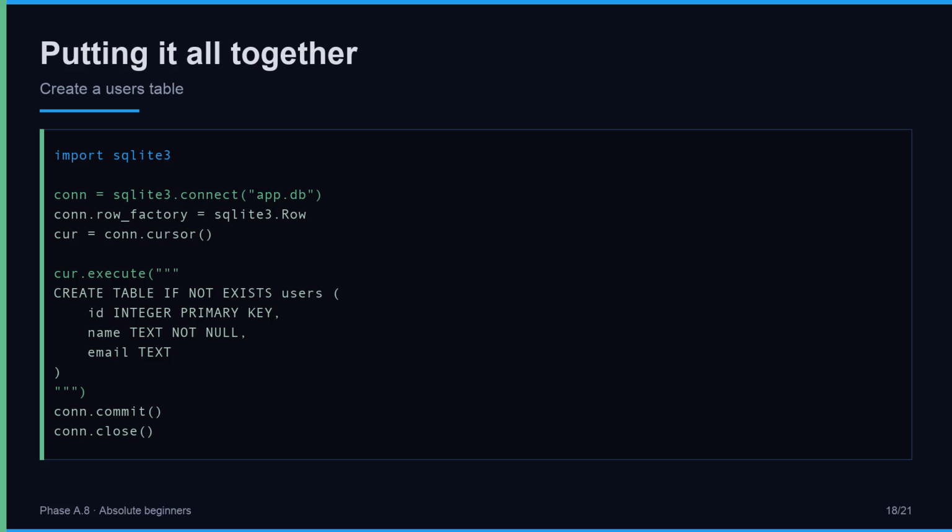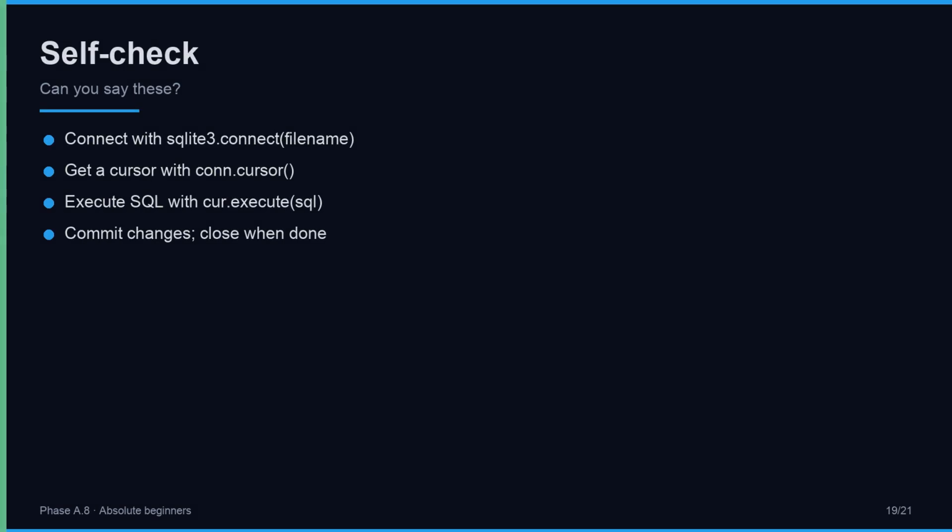Quick self-check. Can you import sqlite3 and connect to a file called app.db? Can you create a cursor from the connection? Can you run a create table command through execute? Can you explain why commit matters, and when to call close? If any of these feels shaky, rewatch the matching part.